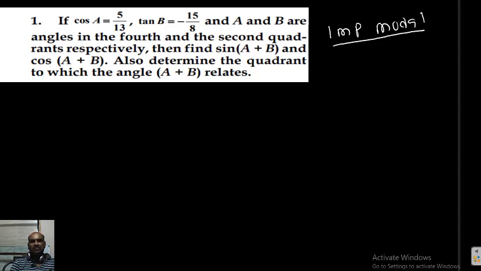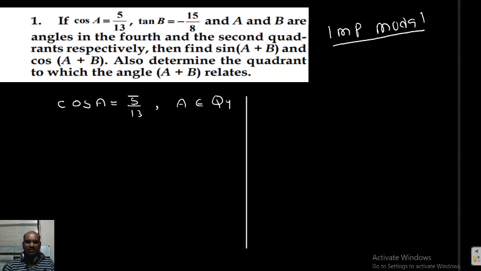Interesting question, students. Cos A is equal to 5 by 13 and A belongs to the fourth quadrant, Q4. Now I will write, observe students, I will separate it. And tan B is equal to minus 15 by 8 and B belongs to Q2.